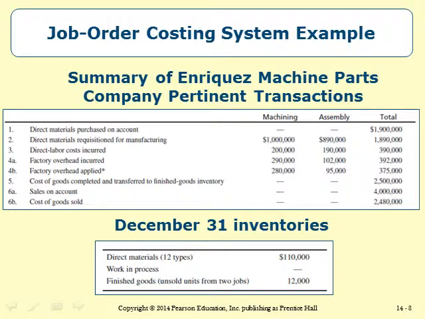We have a sales on account, and when we have sales on account, we recognize the cost of goods sold associated with this.